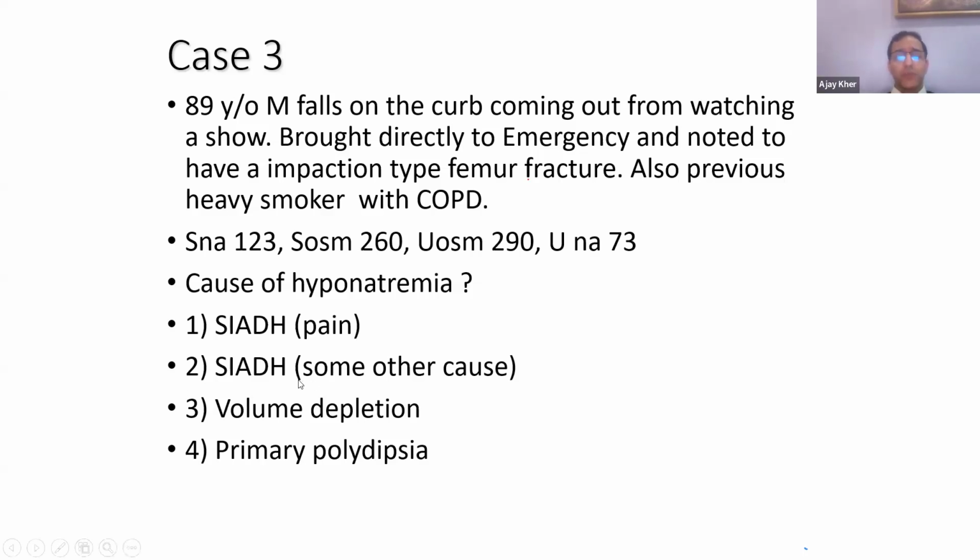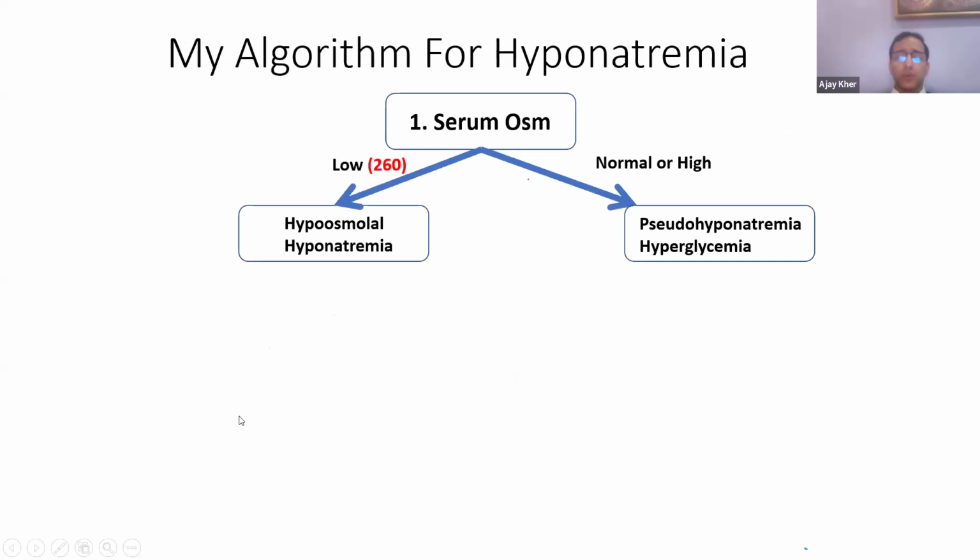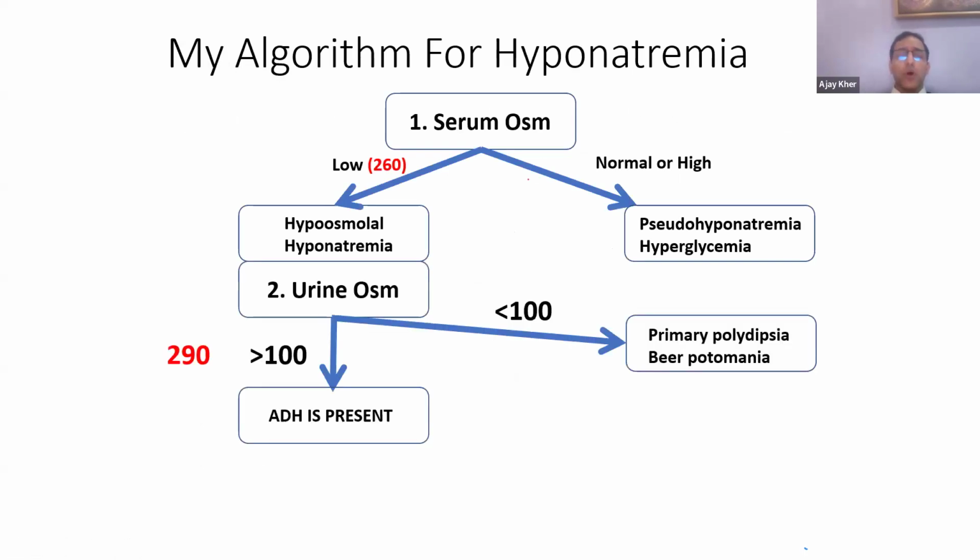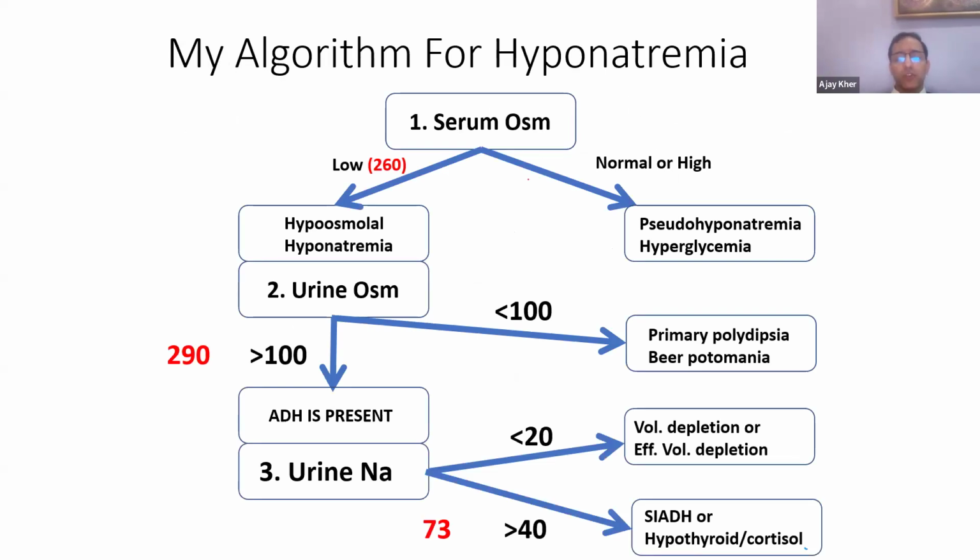And so the question is whether the heavy smoking and COPD or something like that, or a cancer is the cause, or this. And so going through the algorithm, serum osmolarity is low, urine osmolarity is high, ADH is present, urine sodium is high. So this is SIADH.